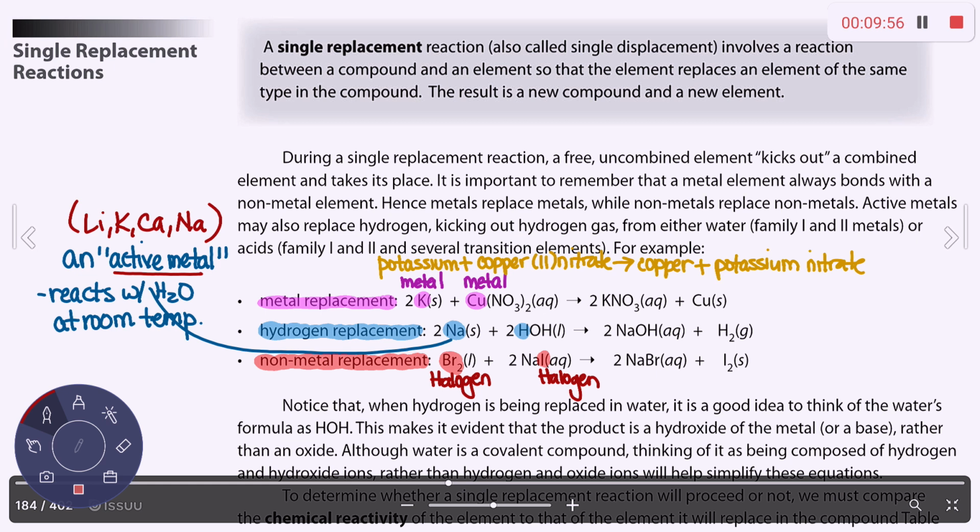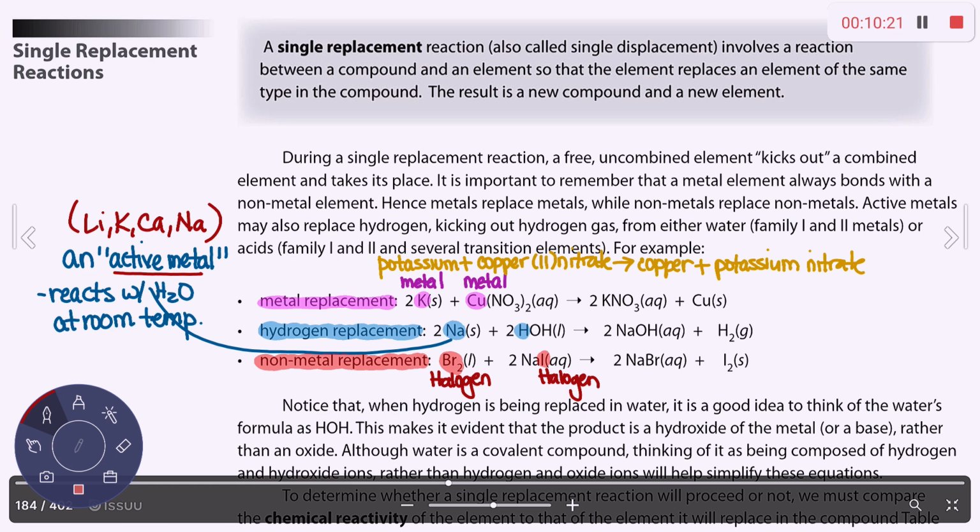They are the only ones that will replace hydrogen in water at room temperature and actually react. So if you throw another metal in with water, like if you throw lead in with water, lead is not an active metal. This would not occur. So you would just write no reaction. You would not even predict the products. You wouldn't even do it.